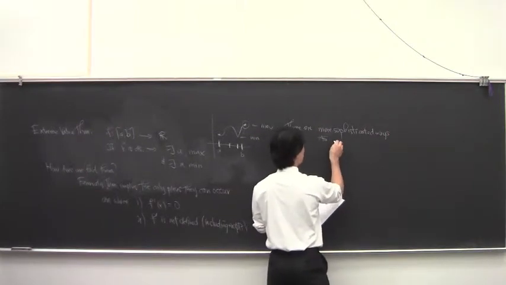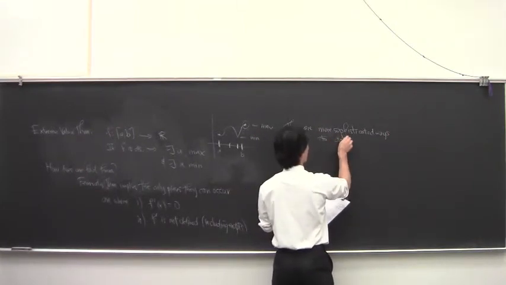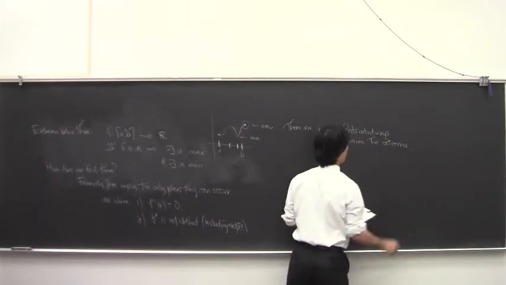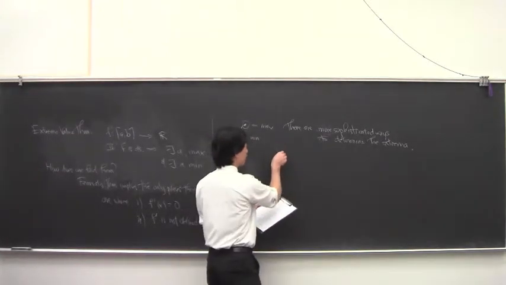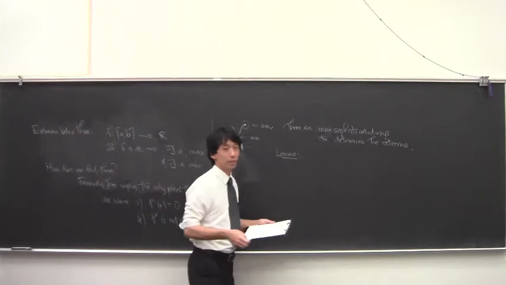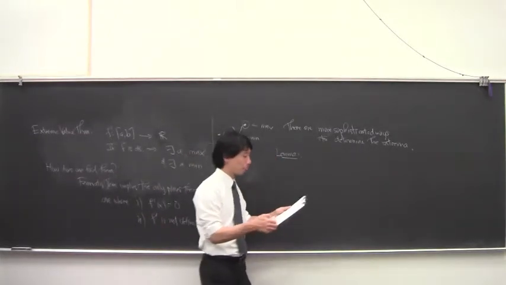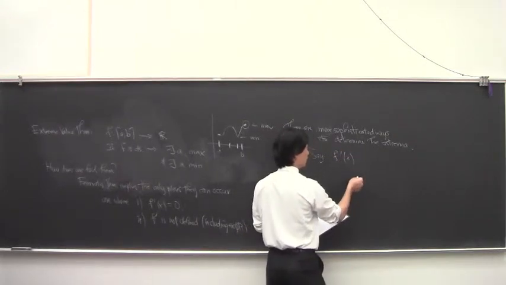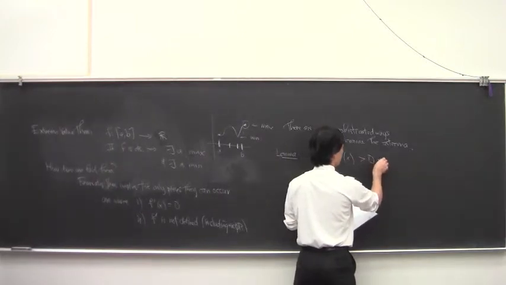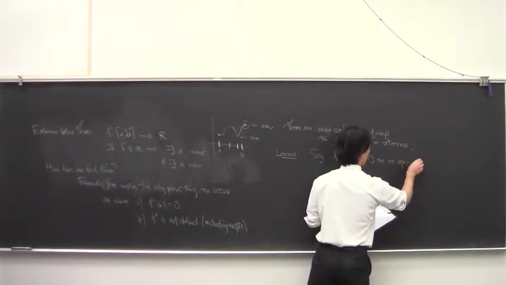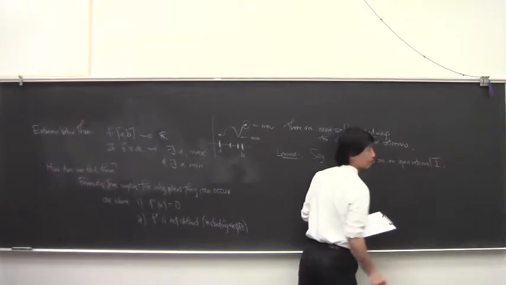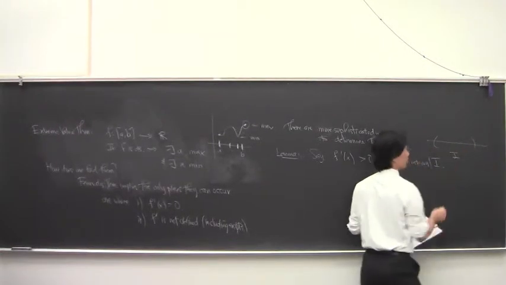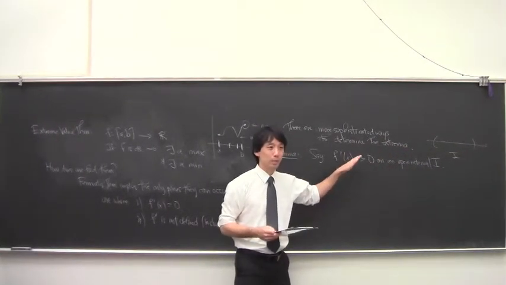There are more sophisticated ways to determine this, and they start off with an observation. So here it is. Suppose you have a function, and you know that the derivative is positive on an open interval. Let's call it open interval I, and we know that the derivative is positive there.